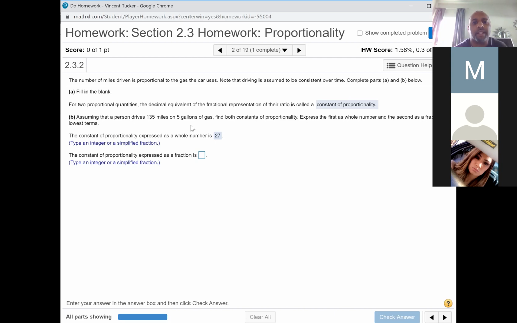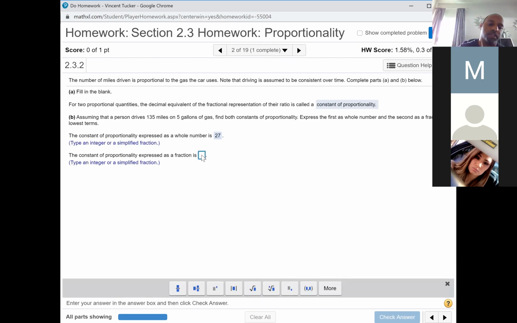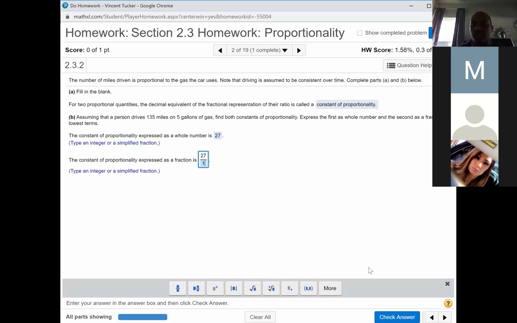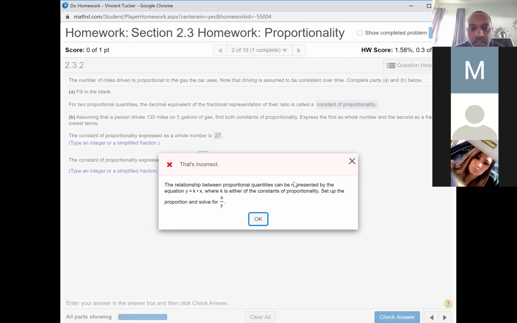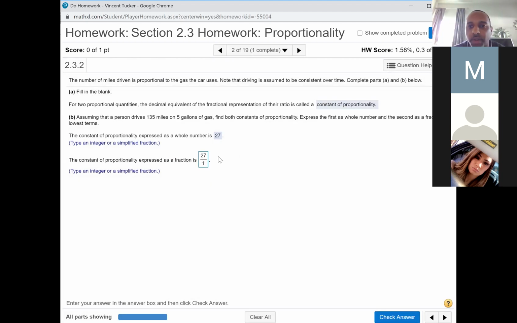135 over the 5 gallons, 135 miles per 5 gallons. So 135 divided by 5 is 27. And so that's where that 27 came from. And then the constant of proportionality expressed as a fraction. I'm assuming they want the 27 over 1. Constant of proportionality expressed as a fraction. So what am I missing? That's the constant of proportionality expressed as a whole number.